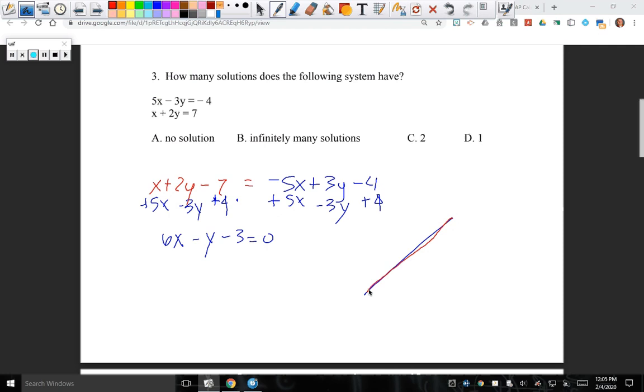I would prefer you to do the elimination because of the way you're tested on the ACT, okay? Because sometimes they'll ask, what does this number have to be in order to make it infinite solutions? Or what does this coefficient have to be in order to make it no solutions? So please go with the elimination method because you can see more from that.